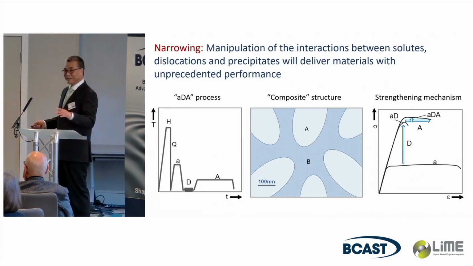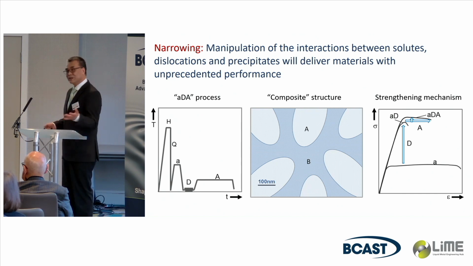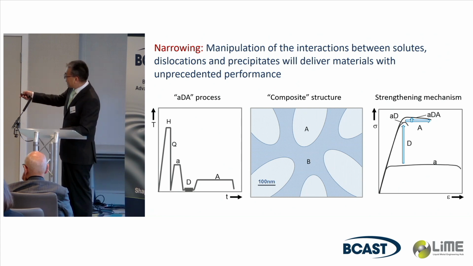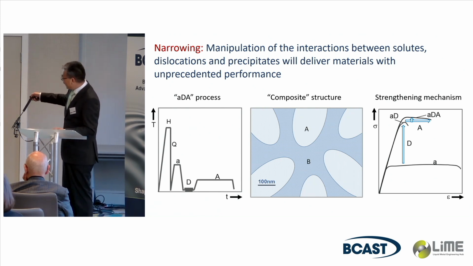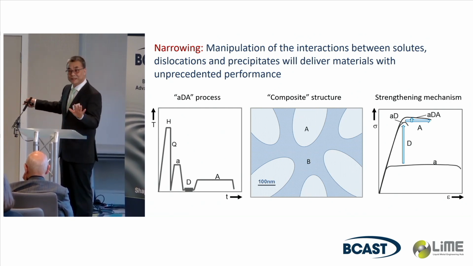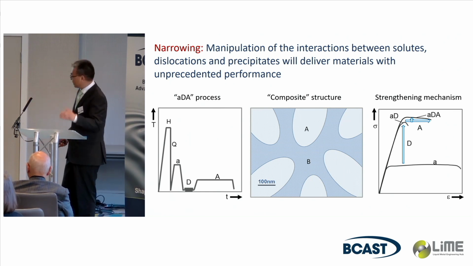And I can very quickly narrow the process. I'll just show you a couple of examples here. By working on the interaction between solute, dislocation and precipitation process, by a process we call ADA, pre-aging, deformation, and final aging, we can produce nanoscale composite materials. This composite material is not really a composite, it's two different regions: high hardness, high strength, with high dislocation density and high density of precipitates, and the other area, the white areas, lean in dislocations and precipitates.